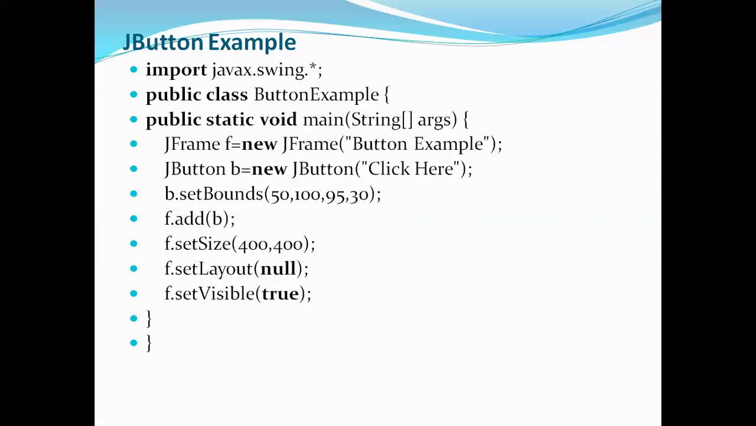Next is visibility. You have created a frame, now you have to make it visible. For that you will use a method called setVisible. If it is true, it means the frame is visible. So f.setVisible(true). This is a program which includes a simple JButton.